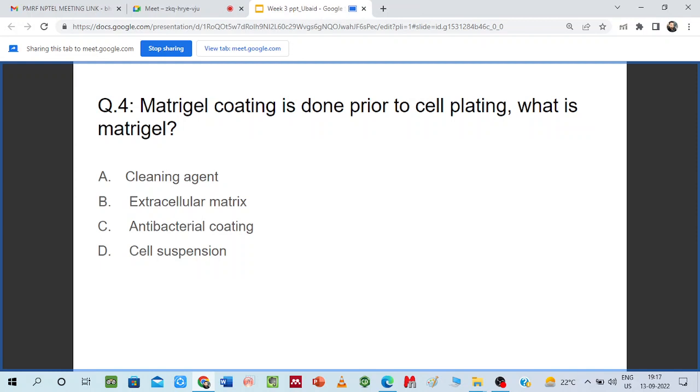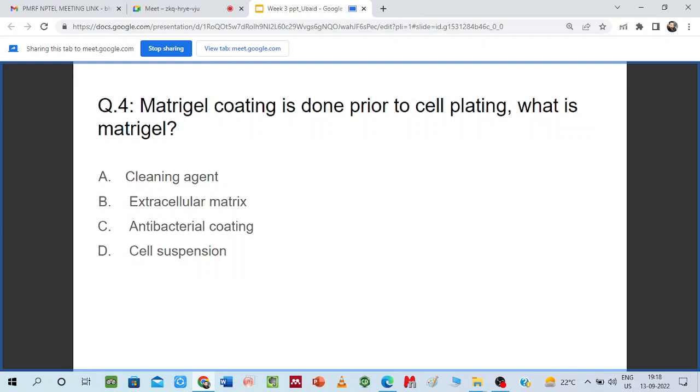Most of you have answered it correctly. So Matrigel is actually a trade name. The company which synthesized this Matrigel is Corning Life Sciences. So it's actually the basement membrane matrix. It's the extracellular matrix which is isolated from the basement membrane of the mouse sarcoma cells.